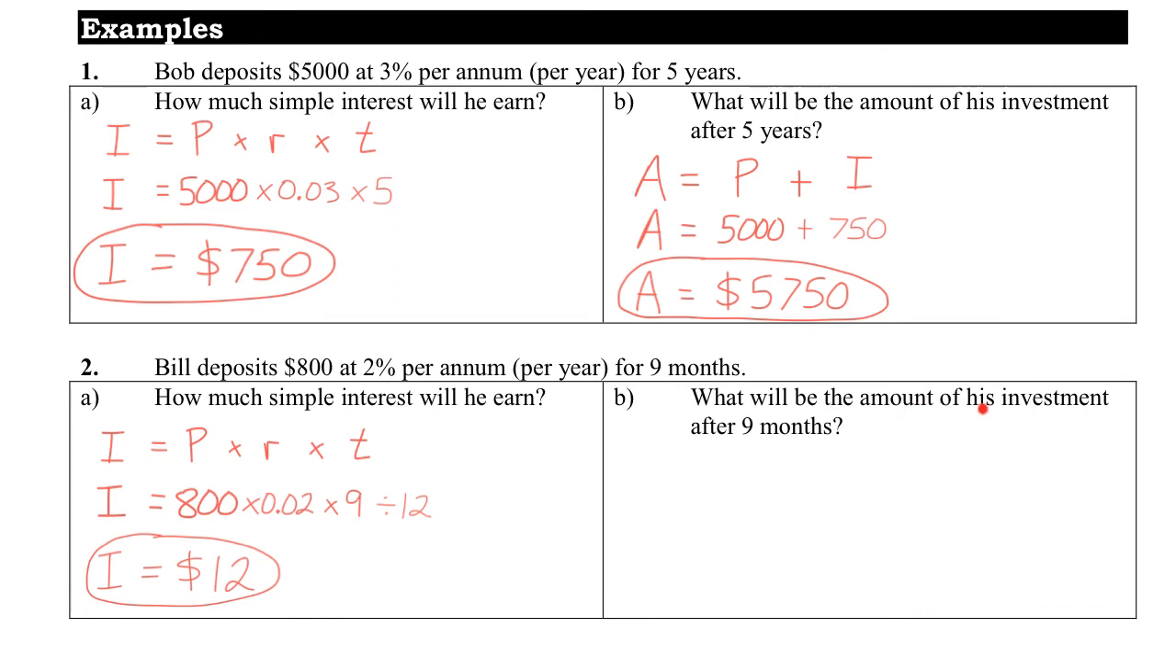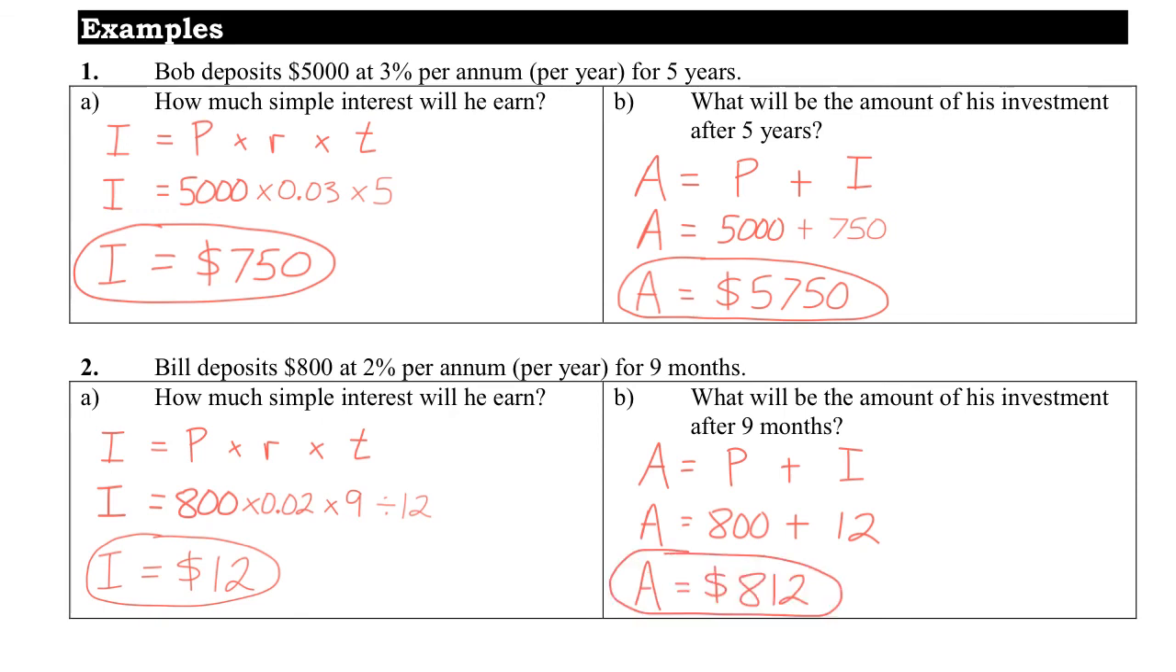What will be the amount of his investment after 9 months? Well, he started with $800, he earned $12 more, so A equals P plus I. 800 plus 12, that's $812. So the amount of his investment after 9 months is $812.